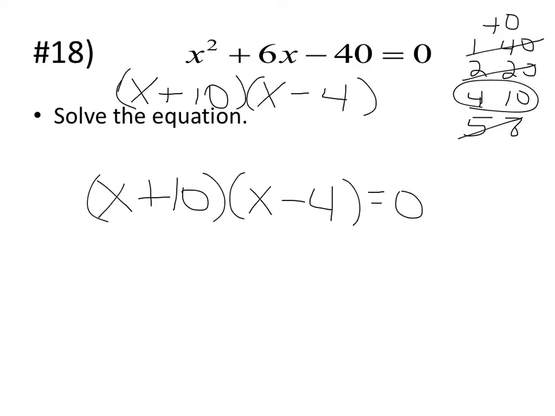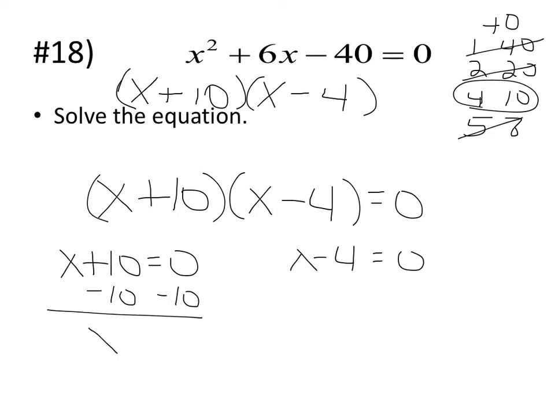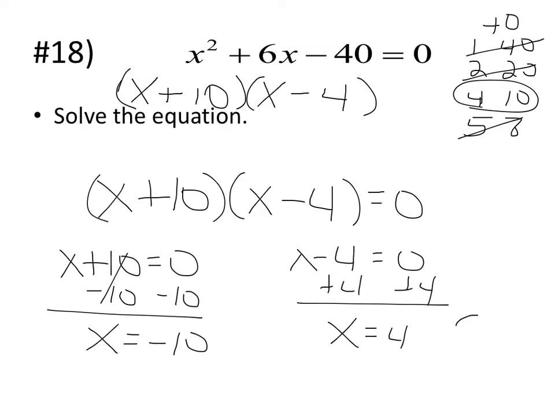Okay, and then go ahead and solve by setting each one equal to 0. So you get x plus 10 equals 0, and x minus 4 equals 0. -10 here, and 4 here. So your solution is -10 and 4. Make sure you check them.